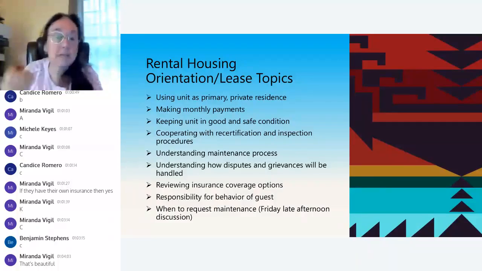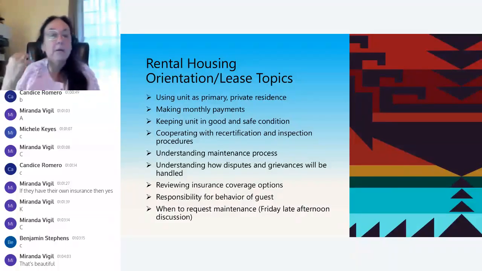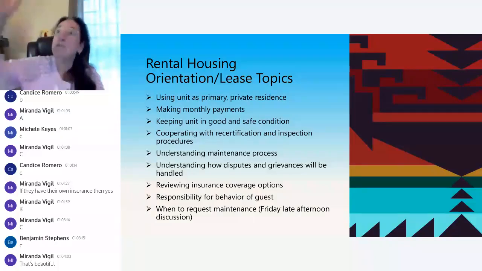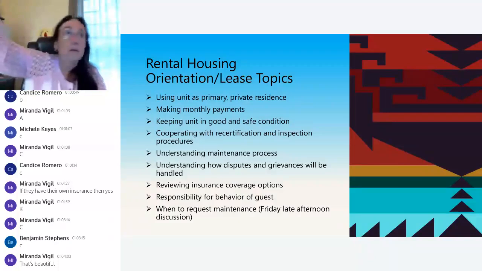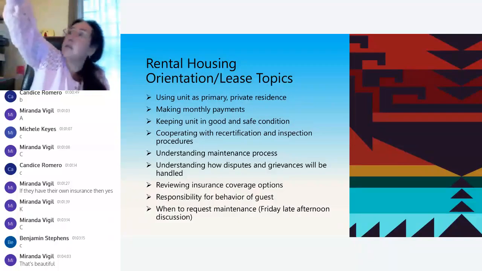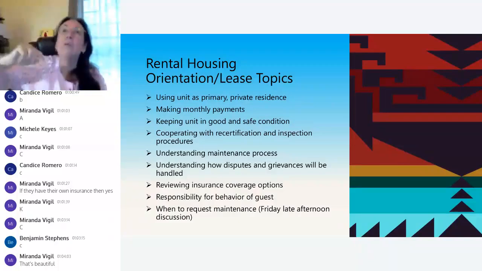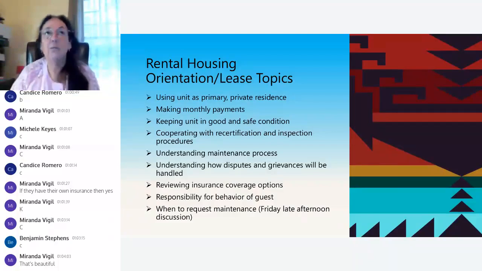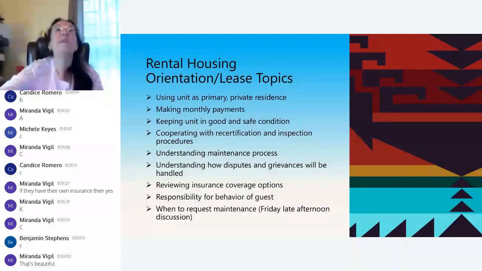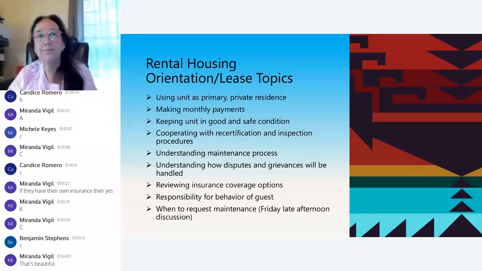Understanding the maintenance process, understanding how disputes and grievances are handled, reviewing insurance coverage options, telling them, we're going to cover this unit for fire and wind and certain things like this, but we really recommend that you get contents coverage or renter's insurance. We had AmRent here, so we would try to give them those materials also.